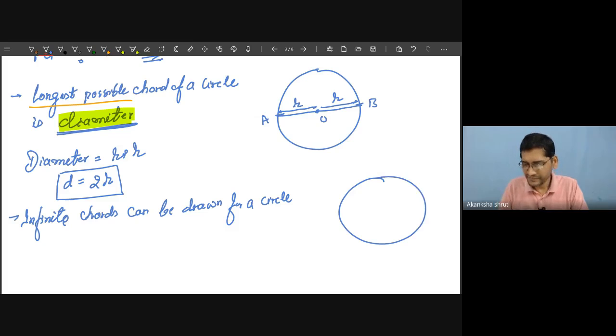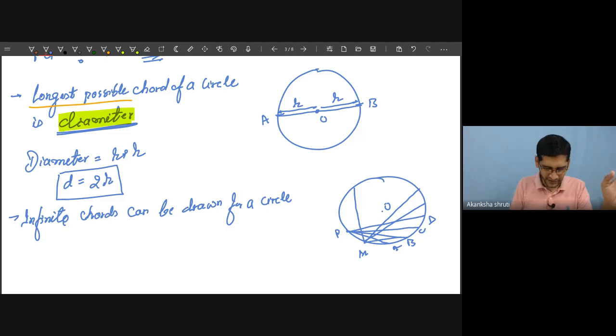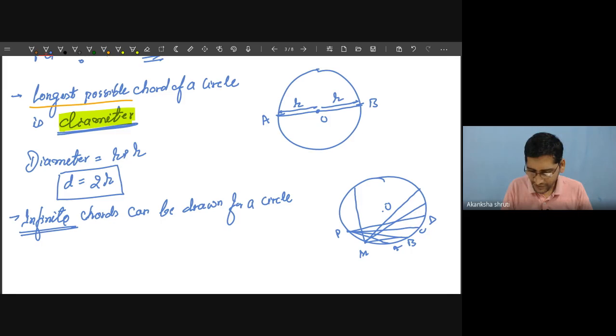Consider a circle, whatever the center may be. One may draw this one as a chord, another may take this as another chord, another may take this, going on and on. Another may start from this point rather than P. Another, consider A, B, C, D, and so on. Another may start with this point M. He may touch any two points. This way, an infinite number of chords, meaning a very large number of chords which cannot be counted, can be drawn for a circle.